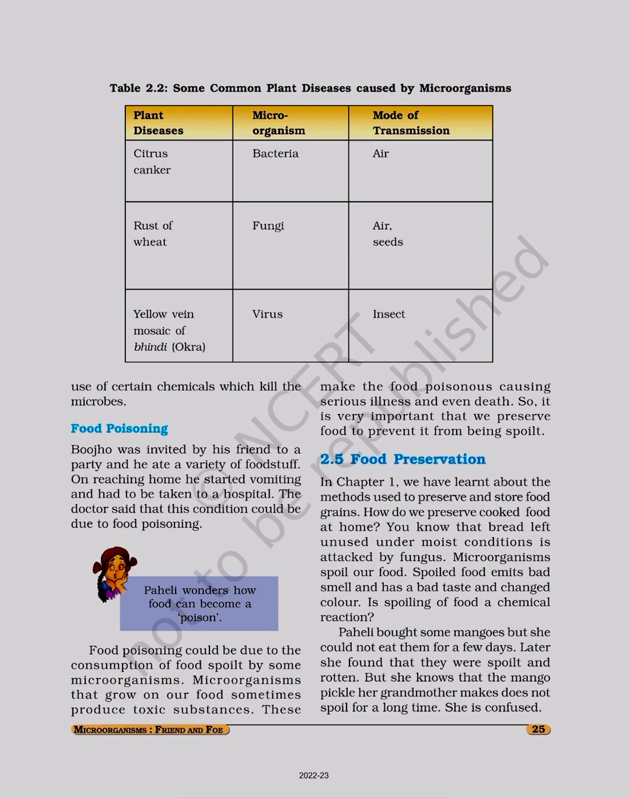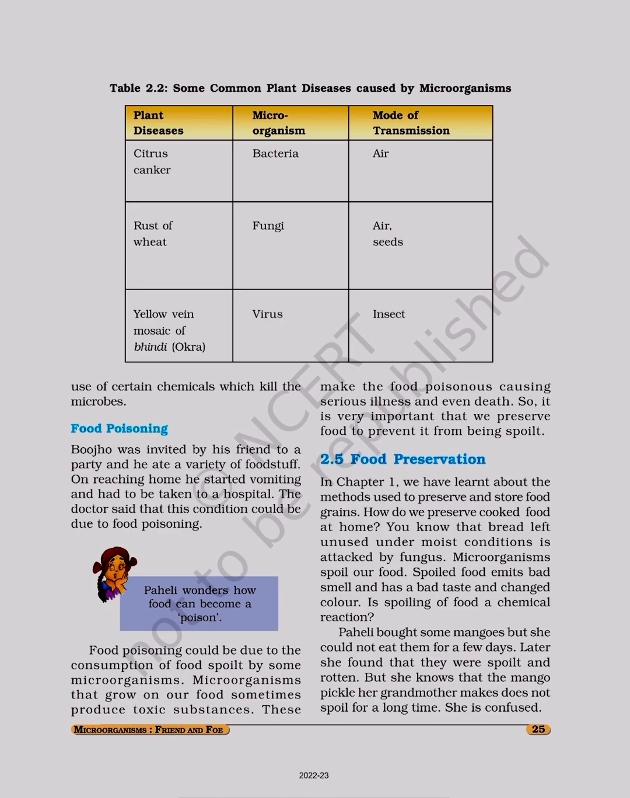Microorganisms that grow on our food sometimes produce toxic substances. These make the food poisonous, causing serious illness and even death. So, it is very important that we preserve food to prevent it from being spoiled. 2.5 Food preservation. In chapter 1, we have learnt about the methods used to preserve and store food grains.